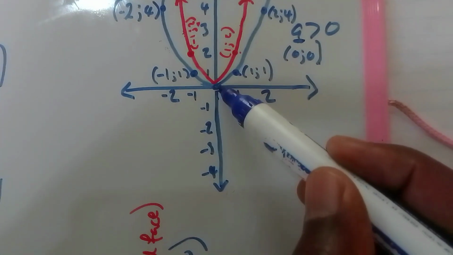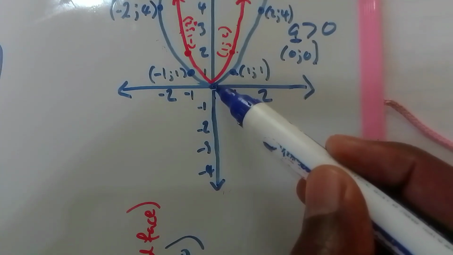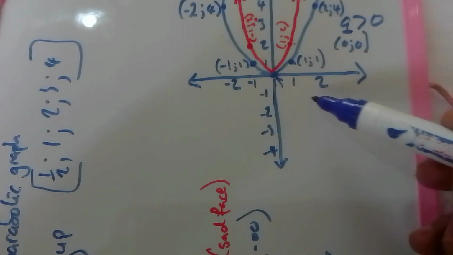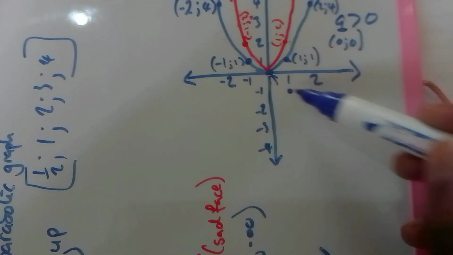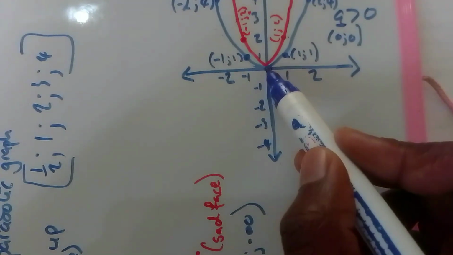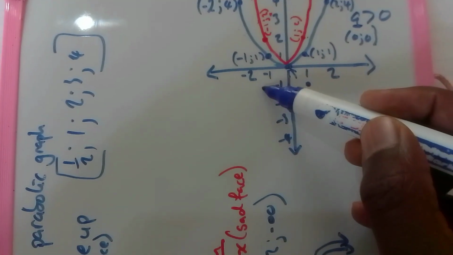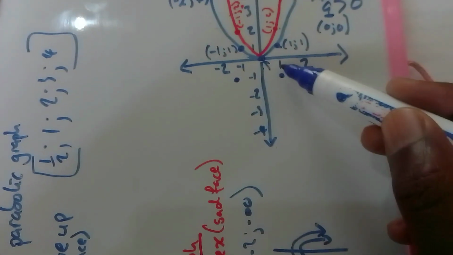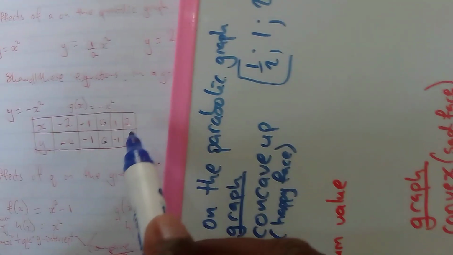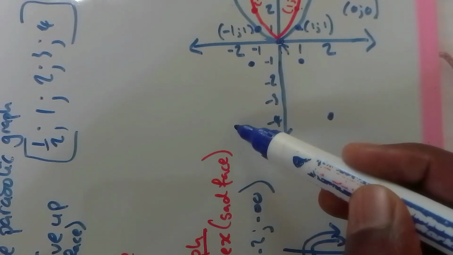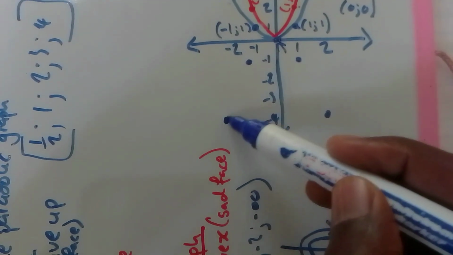So here our x is 0, so our y is 0. But when our x was a positive 1, then our y was a negative 1. Do you see that this is less than 0? And when our x was negative 1, our y was also negative 1. Now, let's go to 2. When our x was 2, our y was negative 4. And when our x is negative 2, our y is also negative 4 there.